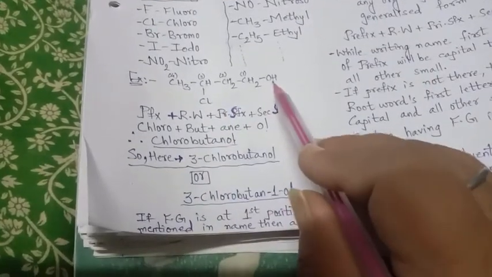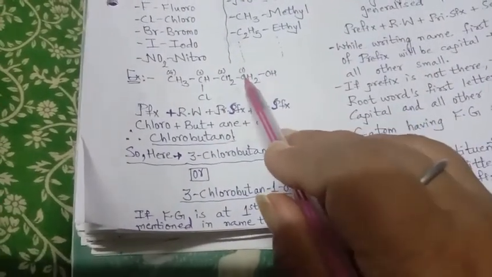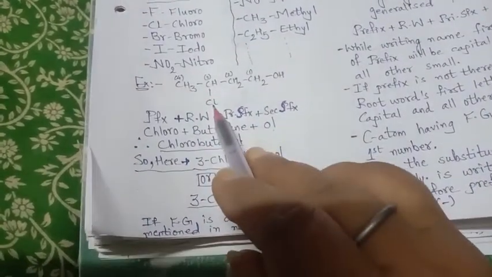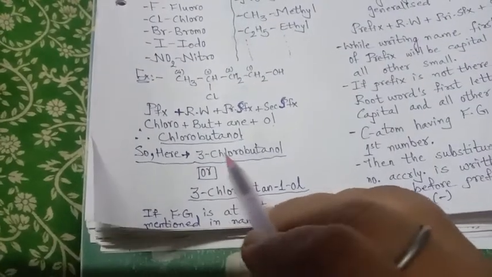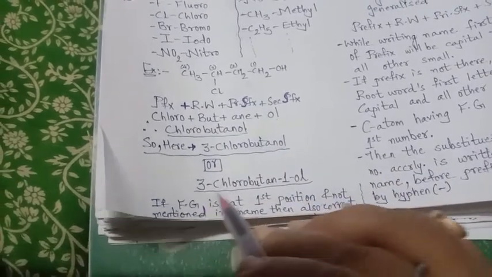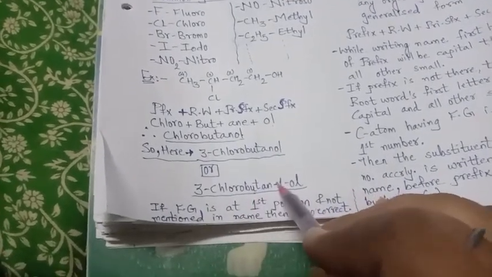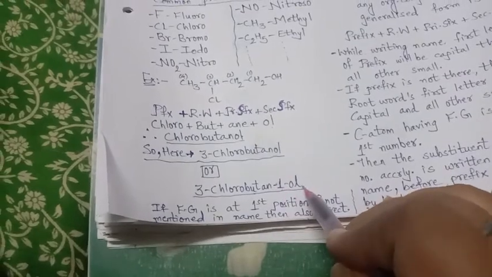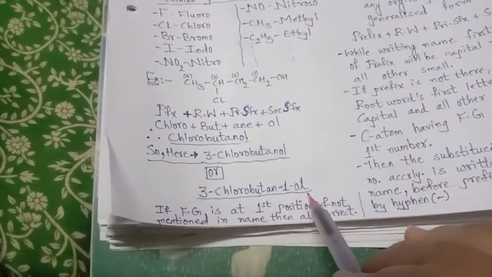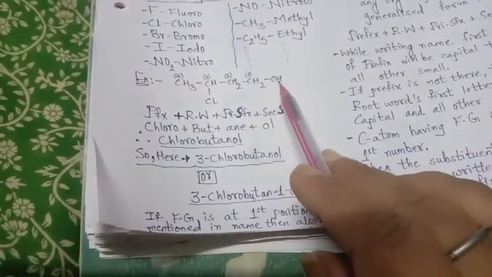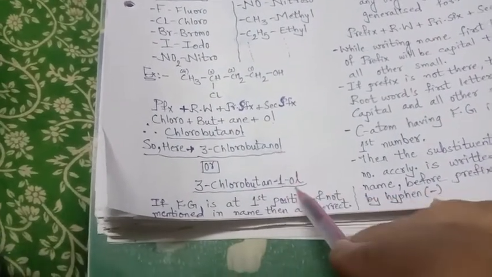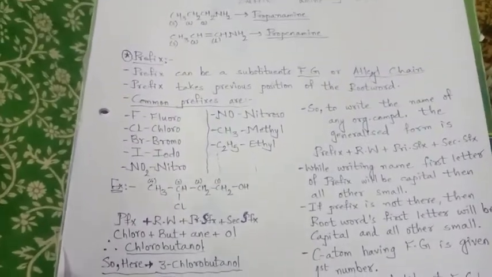Now here we can see that the alcohol is on the first carbon, so we will have to write 3-chlorine. So 3-chlorobutanol, first letter capital, all others small. Or we can write 3-chlorobutane-1-ol. In butanol, where is the alcohol group? On the first carbon, so it is 1-ol. But as I told, if the functional group is on the first carbon and we don't write 1, and we write directly like this, then both are correct ways of writing the names.